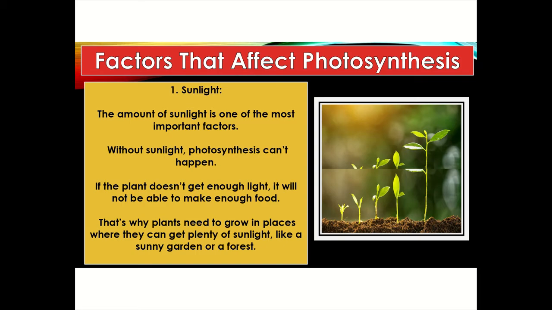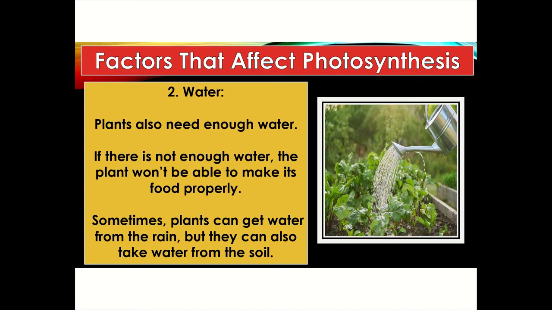Factors that affect photosynthesis. 1. Sunlight. The amount of sunlight is one of the most important factors. Without sunlight, photosynthesis can't happen. If the plant doesn't get enough light, it will not be able to make enough food. That's why plants need to grow in places where they can get plenty of sunlight, like a sunny garden or a forest.